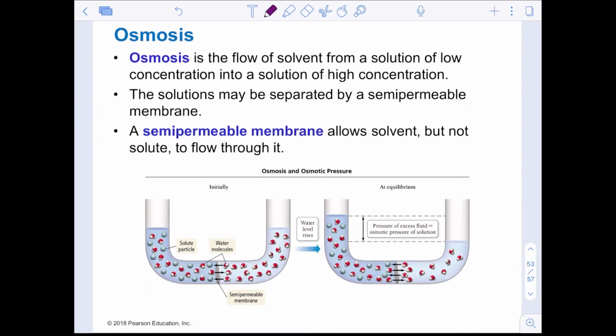We can think about our own bodies here, right? We have osmosis. When we drink a lot of water, our body can actually absorb the water because our blood is a solution, right? There's a lot of different particles in that. And all of our cell walls are semi-permeable membranes that allow some things to flow through, but not all things, okay?